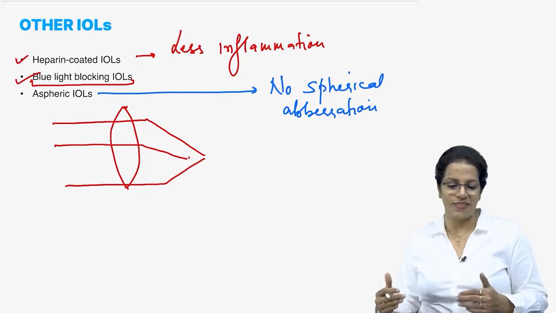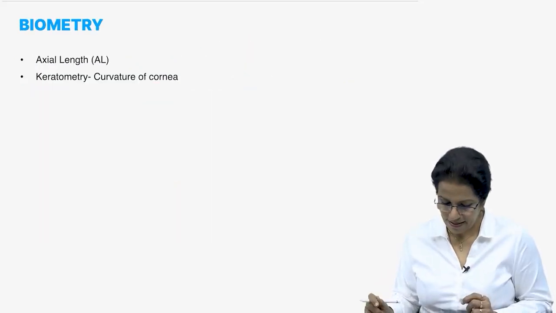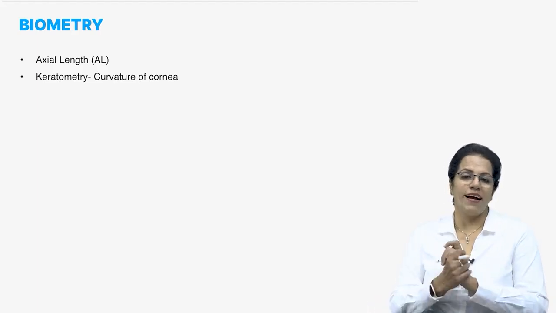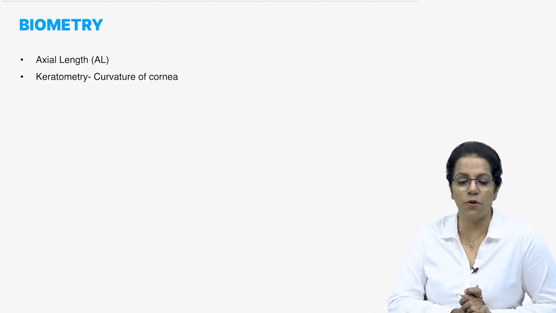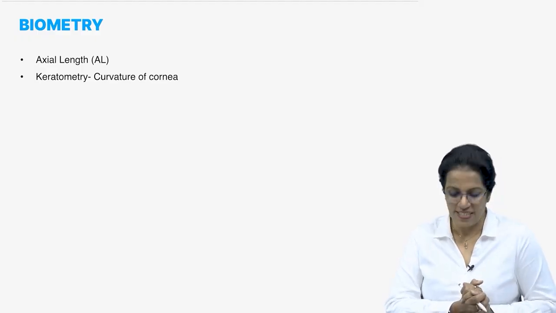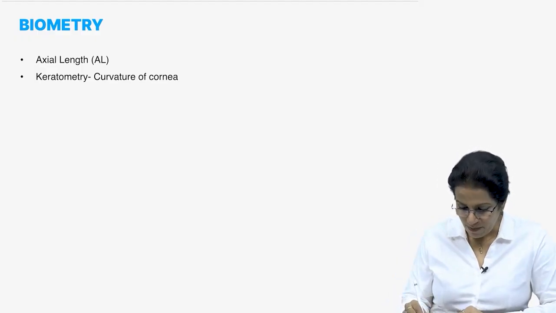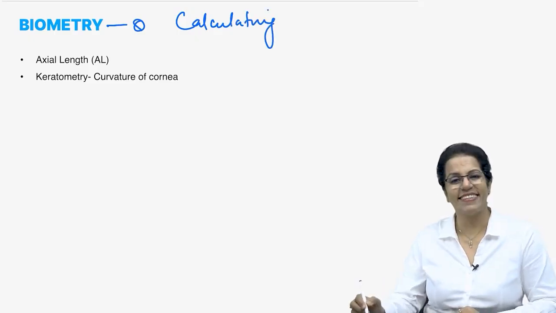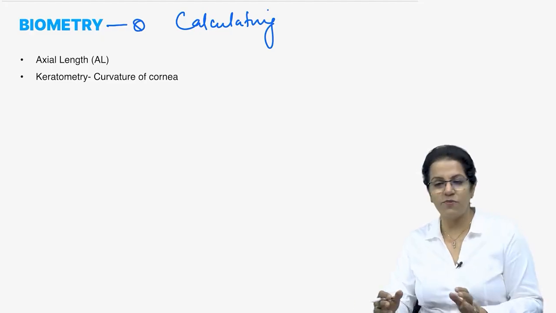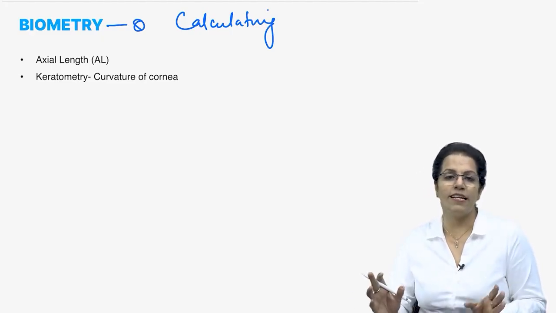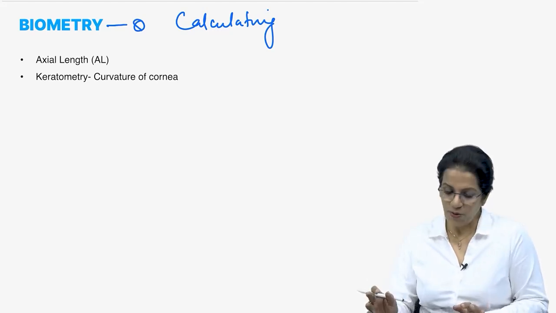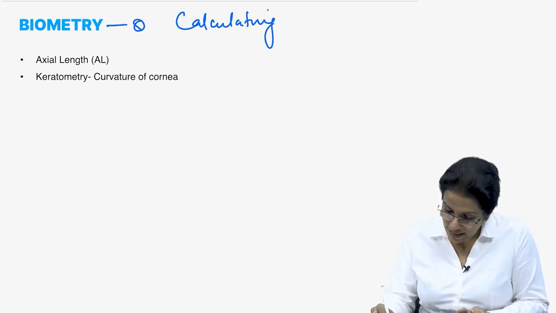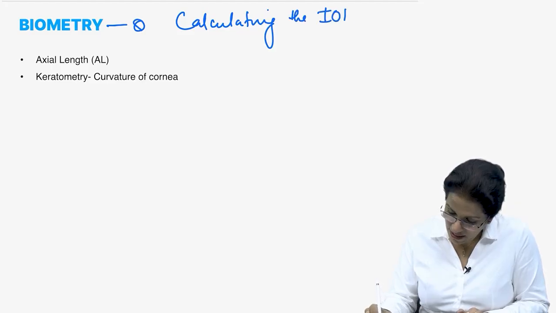So now you know what are the different types of IOLs. So how do you actually decide what power you are going to put in the eye? First question is, what is biometry? Method of calculating the power of intraocular lens. We have to calculate for each patient. There was a time when it was not calculated, it was just put 20 diopters in every eye. But of course, we don't do it anymore. So calculating the IOL power is called biometry.